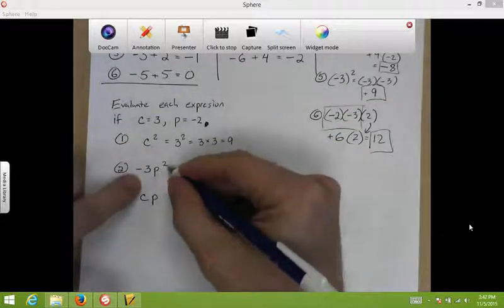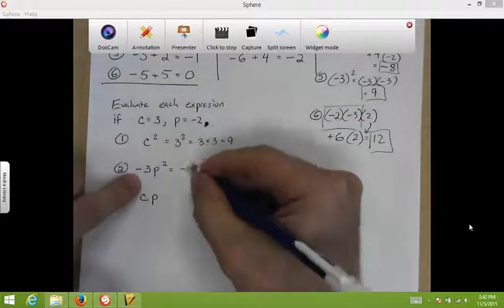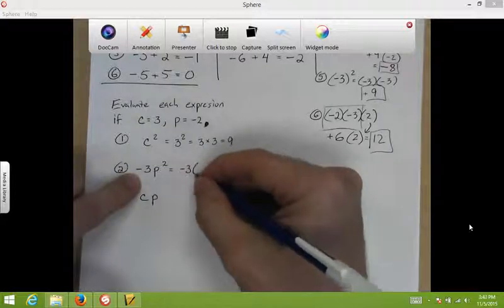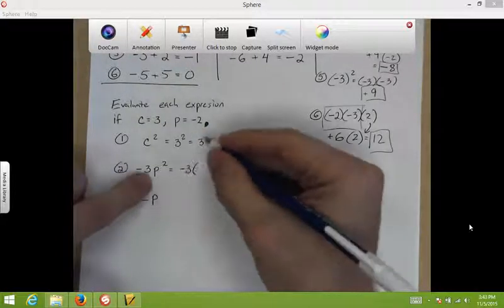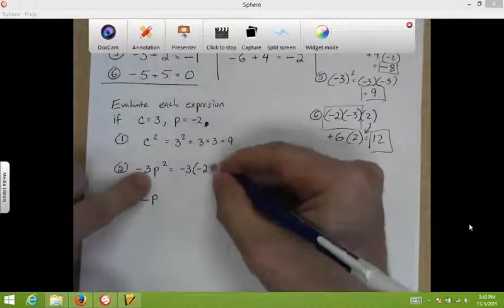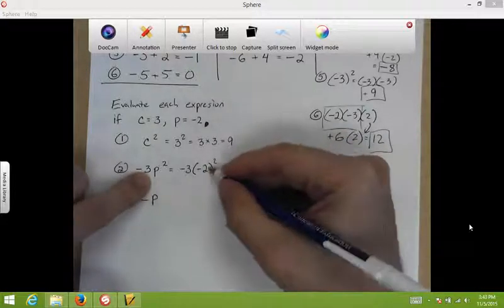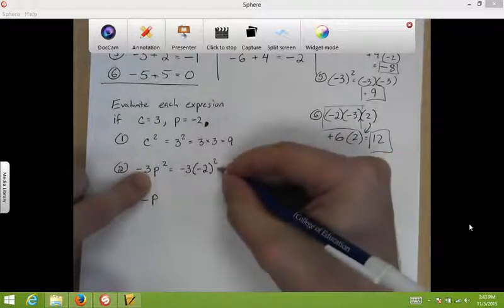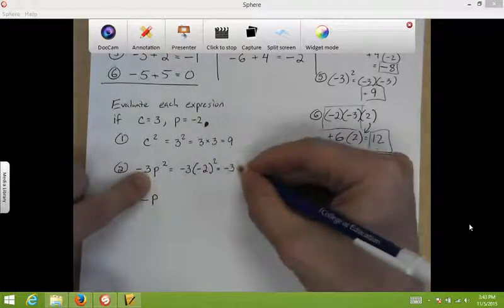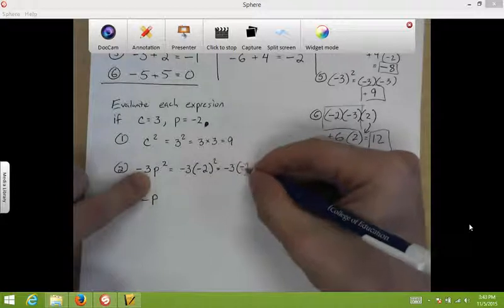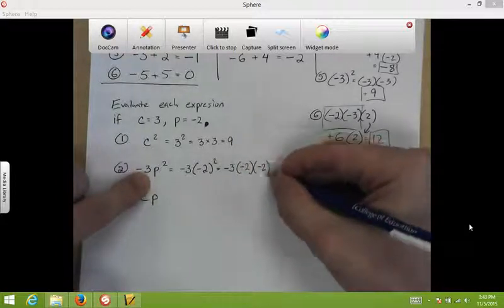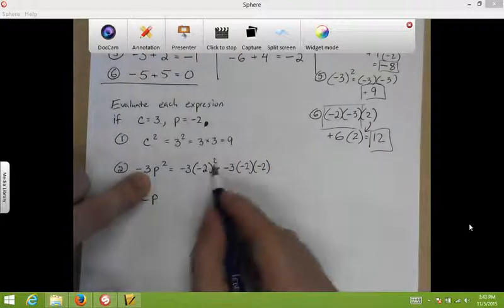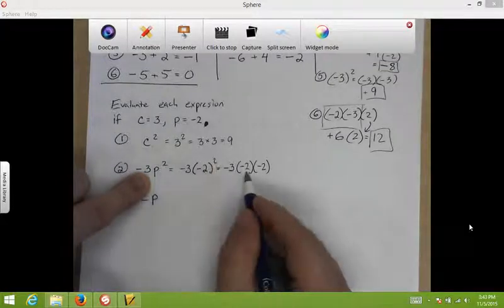Negative 3p squared. So we're going to write this as negative 3 times, and p is equal to negative 2, so we have negative 2 squared. Well, negative 2 squared, that means this base right here is going to be written twice. So we're actually going to write this as negative 3 times negative 2 times negative 2. Why do I have 2 of these negative 2's? Because of that exponent right there. It tells me how many times to write them.